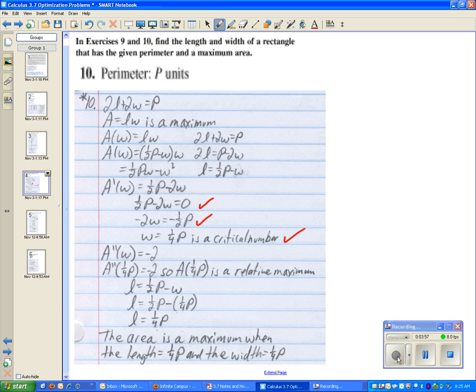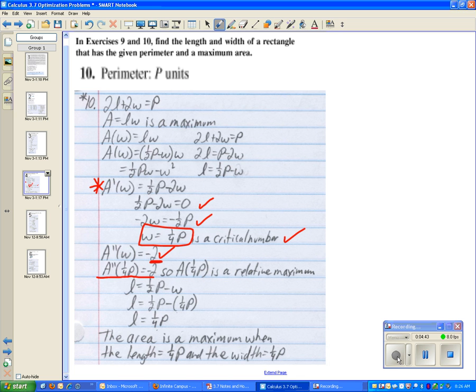Follow me? Now, if this is my first derivative, it's real easy to get the second derivative, isn't it? Because 1/2 P is a constant, the derivative of negative 2W is negative 2. That's good news, because we've got a critical number where the first derivative equals 0, and our second derivative is negative. Doesn't that mean relative maximum? Whenever the first derivative equals 0 and the second derivative is negative, that means relative maximum. And that's exactly what we have here.